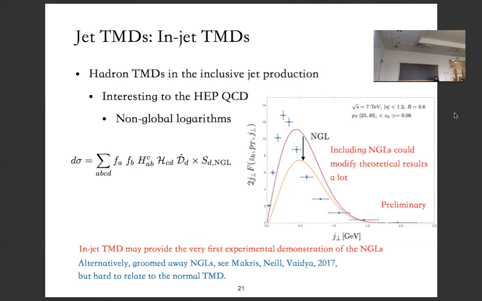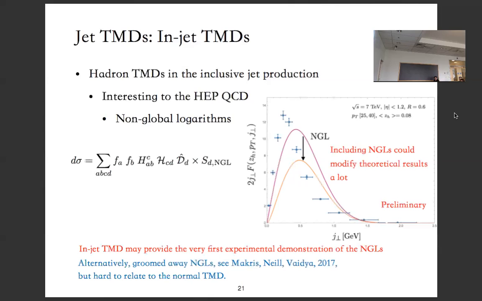So that's some relation. Of course, you can groom away non-global logs because NGLs are usually just soft contamination. You can groom them away, as you can see from this paper. But to us, it's probably very hard to relate. If you groom away, you have additional operations there, so it's probably very hard to relate to the normal TMDs because the soft function entirely changes. It's a resummation calculation. Of course, you can do a fixed order calculation. As I said, nowadays the fixed order calculation is fully differential. You can use whatever jet algorithm you want. You can do whatever jet substructure you like.